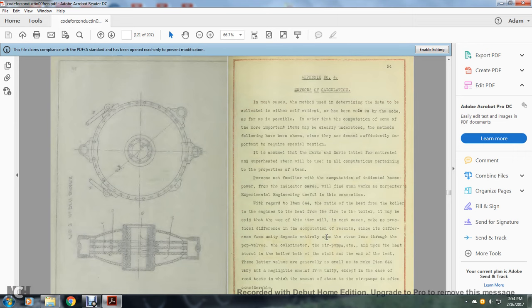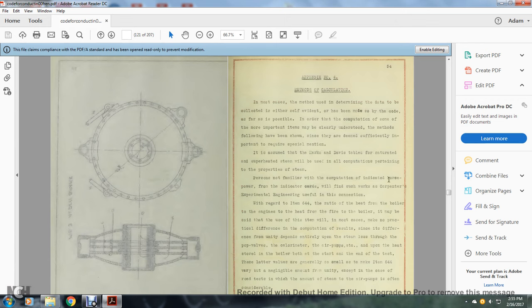Appendix number 4. Method of calculation. In most cases, the method of determining the data collected is self-evident, made in the order of the computation as far as possible. Some of the most important items are shown so that the method may be clearly understood, since they are deemed sufficiently important to require special mention. It is assumed that the Marks and Davis tables of the saturated and superheated steam will also be used in all computation pertaining to the properties of the steam.